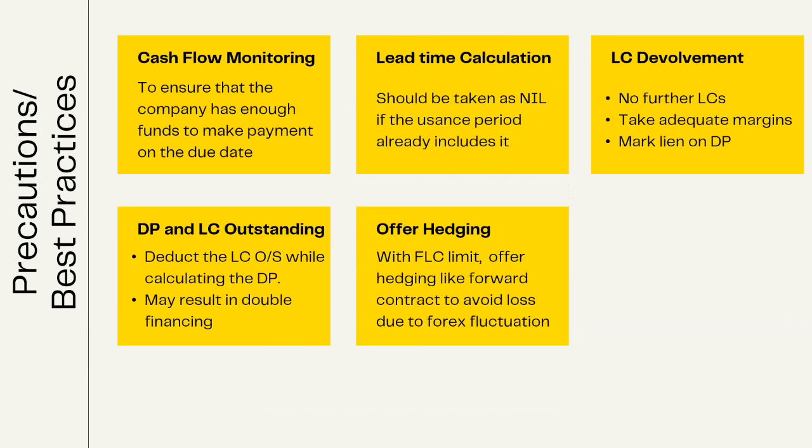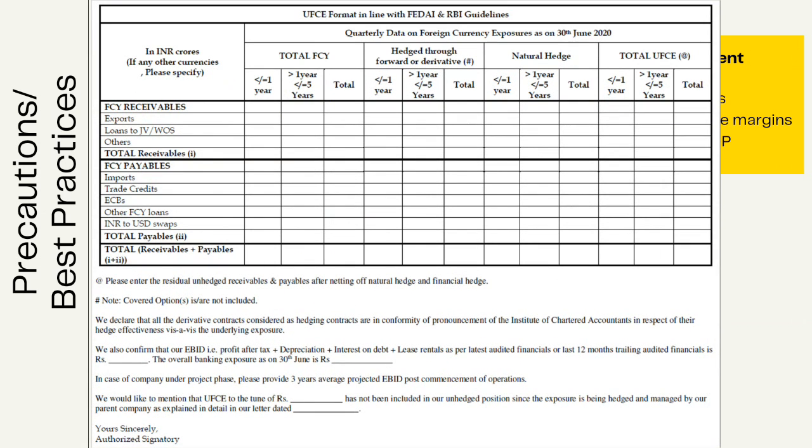Whenever a FLC limit is sanctioned, it is advisable to offer the borrower some form of hedging like forward contract to avoid loss due to foreign exchange fluctuations. The unhedged portion of foreign currency exposure needs to be reported quarterly in the format shown in the screen.